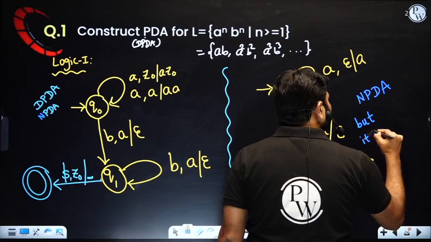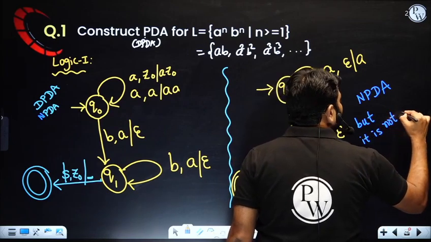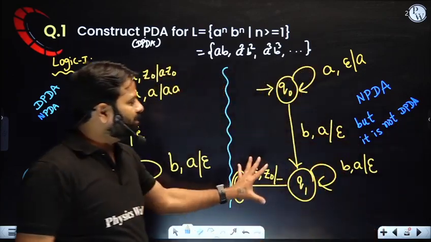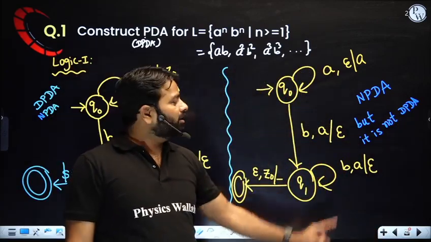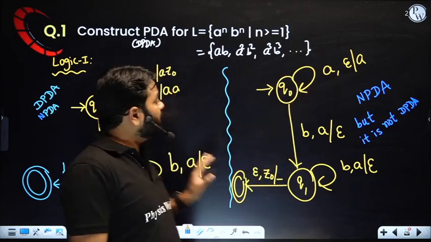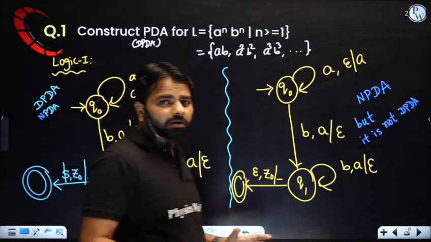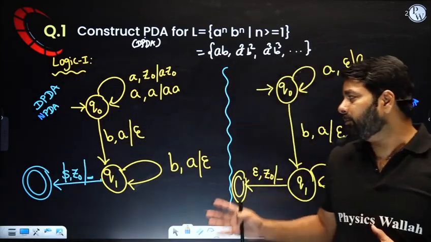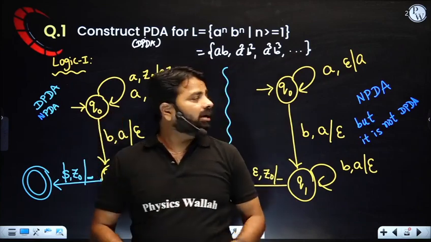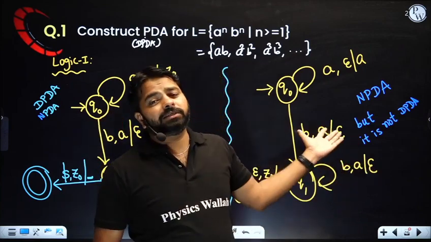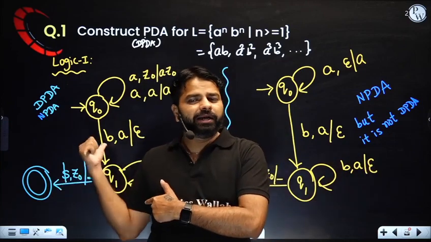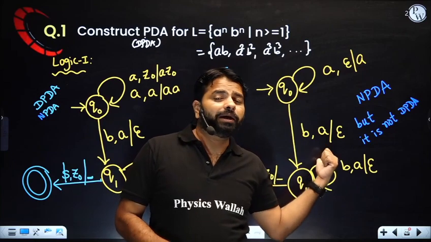It is not a DPDA. It is a PDA, a non-deterministic PDA, but it is not a DPDA. Why? Because this transition never comes in a DPDA. But both are accepting the same deterministic context-free language. One is a DPDA, so it is a PDA. Another one is not a DPDA, but still it is a PDA. So this is what the difference is. If it is a DPDA, it is definitely a PDA. If it is a PDA, it need not be a DPDA.